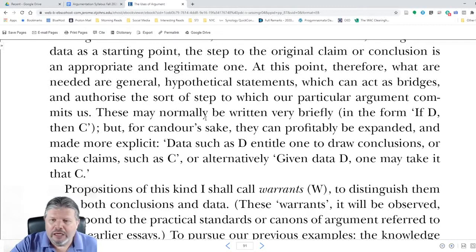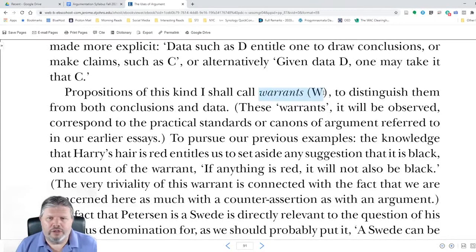Propositions of this kind I shall call warrants. This is what Toulmin is most famous for, the warrant. To distinguish them from both conclusions and data, these warrants will be observed to correspond to the practical standards or canons of argument referred to in our earlier essays. So he's meaning the first two sections of the book, which I didn't have you read. I feel like I could teach a whole class on this book, but it would be very hard because the writing is very dense.